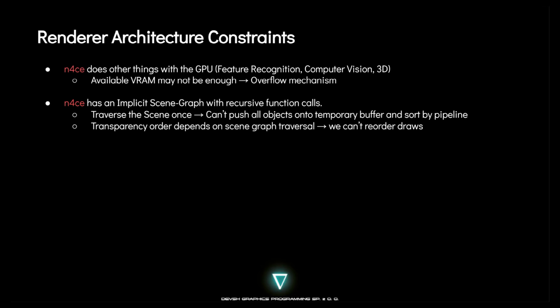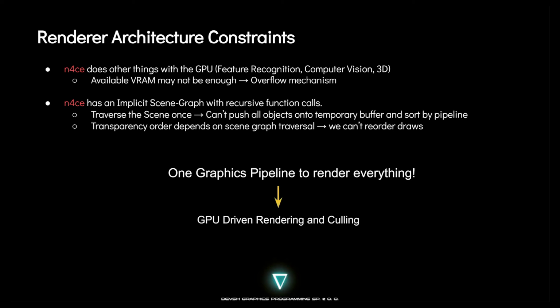More importantly, n4ce has an implicit scene graph with recursive function calls, and we cannot change this and re-engineer the entire application. We want to traverse the scene only once, but there are too many draws to push into a temporary buffer and sort by pipeline. We can't reorder draws because transparency order depends on the scene graph traversal. So the best solution we came up with is to have one graphics pipeline to render every object. This choice also makes GPU-driven rendering and culling achievable because we no longer have an unknown number of pipeline switches.